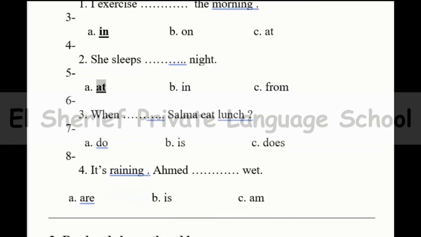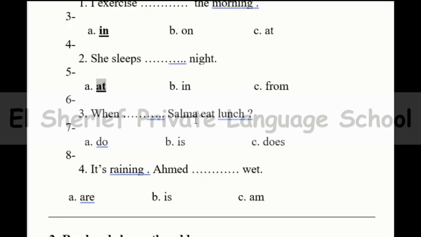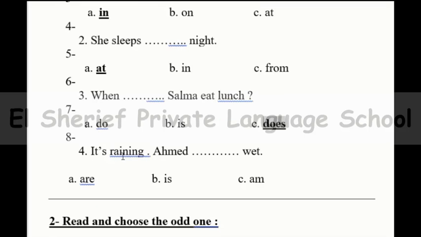Number 3. When space Salma eat lunch. Do, is, does. As you can see from the question, the subject here is Salma. As you know, we use does with he, she, or it, or a singular noun like Salma. So the answer is, when does Salma eat lunch? Underline does.